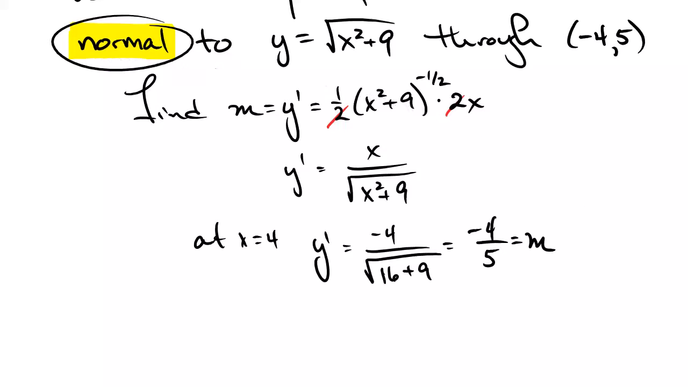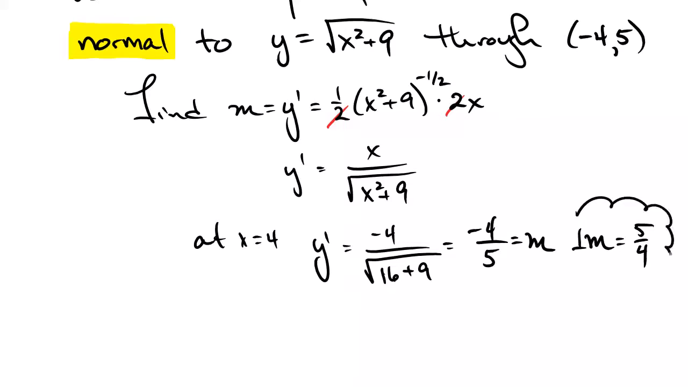And in order to get that slope of the normal line, all I have to do is find the perpendicular slope, which is the negative reciprocal, the complete opposite of -4/5, which would be 5/4 positive. And that's the slope of the normal line.